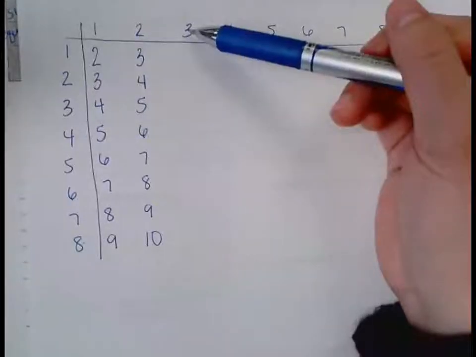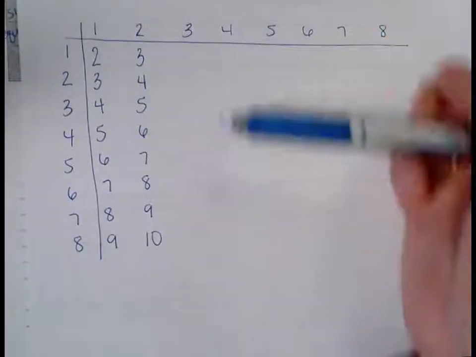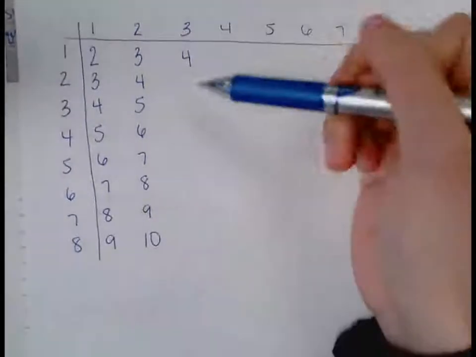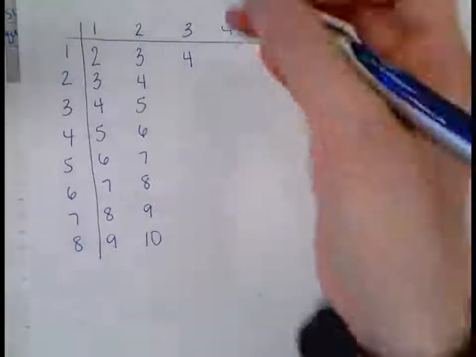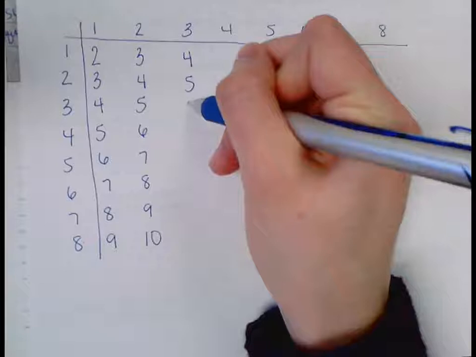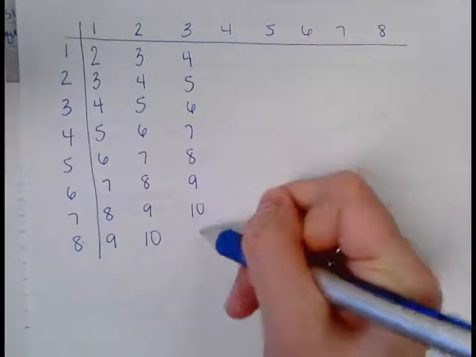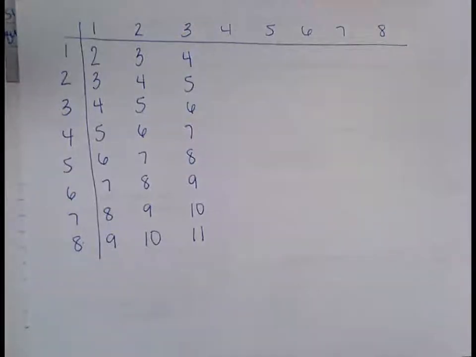Okay, next one. If I drew a 3 first, 3 and then a 1 would give me 4. These are all going to go up by 1s. So I could also get a 5, 6, 7, 8, 9, 10, or 3 and an 8 would give me an 11.